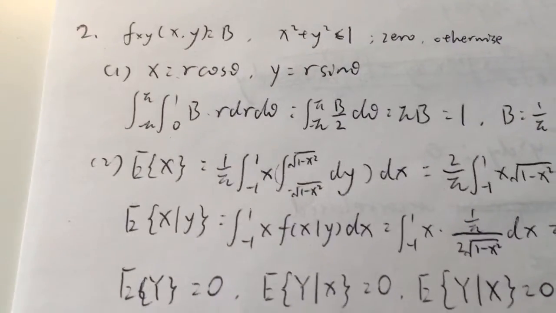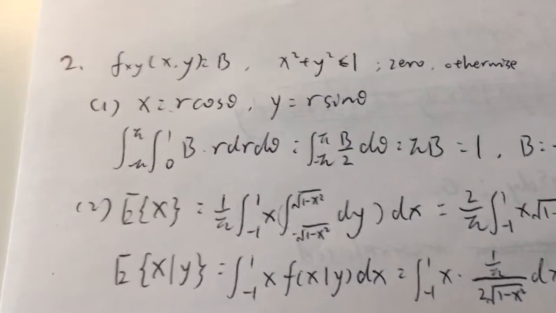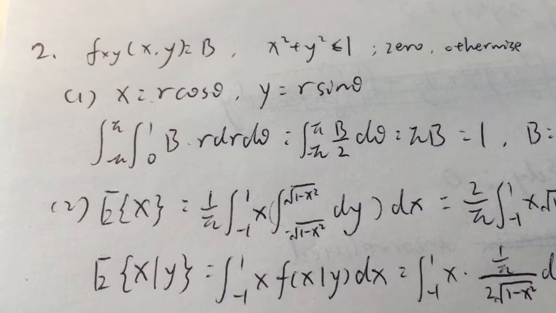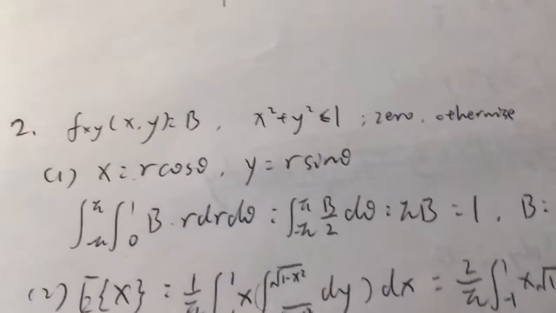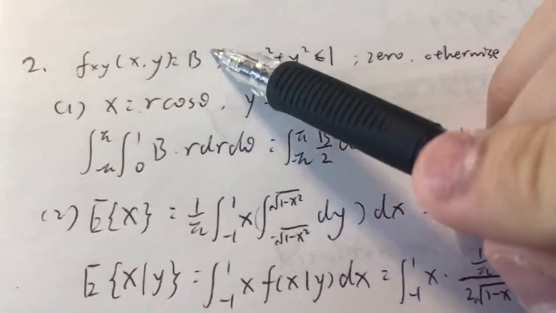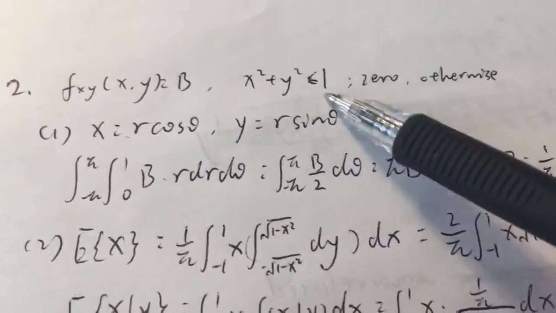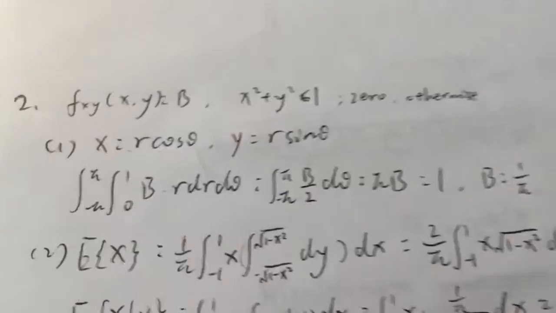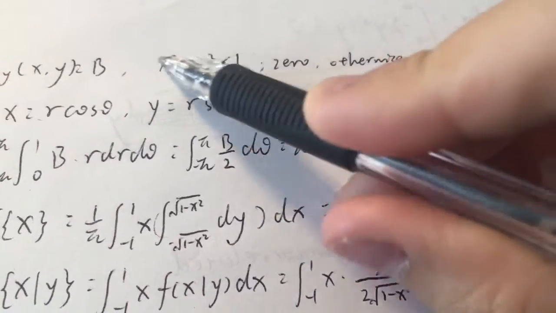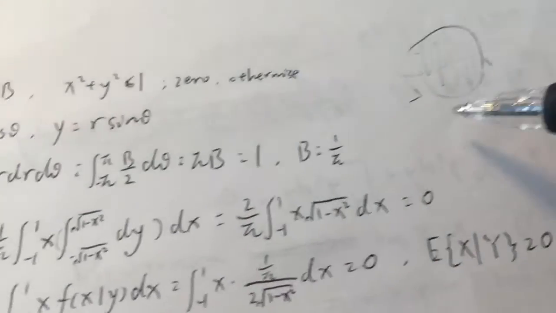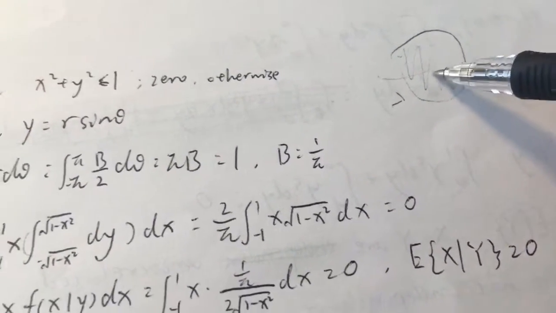Now we're in homework 6, problem 2. In this problem we have the joint density function of x and y. The joint density function of x and y equals the large B on the region where the square of x plus the square of y is no more than 1, and 0 otherwise. From these conditions we know the picture should be a circle, and x and y should be inside the circle.